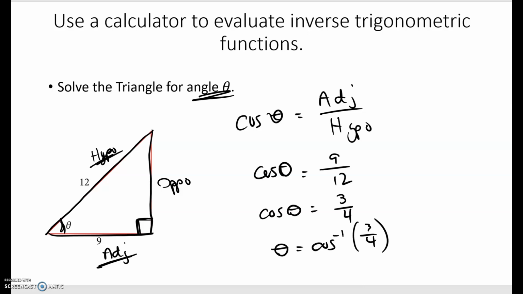And then this is where you need to grab your calculator. If you are in radians, what you will roughly get is 0.7227. This is in radians right here. But if you're in degrees, you will get roughly 41.